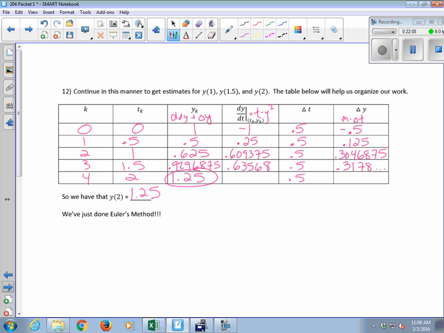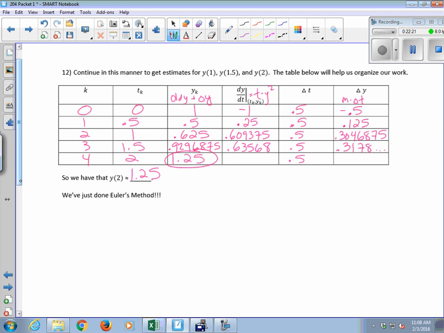Yeah, you don't even have to finish out the table because what we were looking for was an approximation for y of 2. Right? When t is 2, what is y? Got it. No need to finish the table. So that is Euler's method. That's how it works.